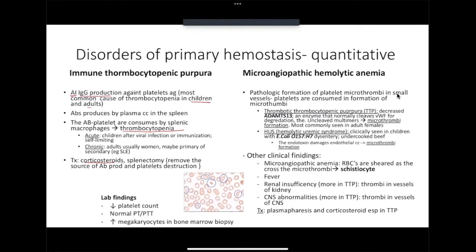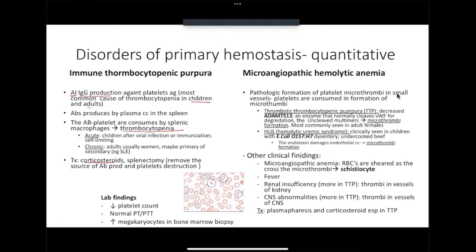Next is microangiopathic hemolytic anemia. This is a long name. Basically, this is a formation of platelet microthrombi in the vessels. There's some kind of pathologic condition where small microthrombi form and consume the platelets. Instead of the platelets being used more effectively somewhere else, these microthrombi are being formed here and there, and they're consuming all the platelets. And when you actually need the platelets, they're already consumed.